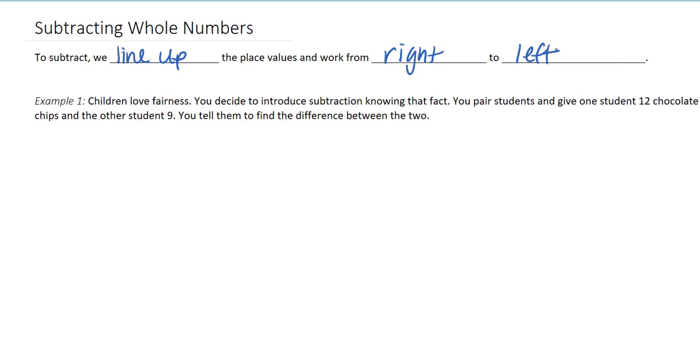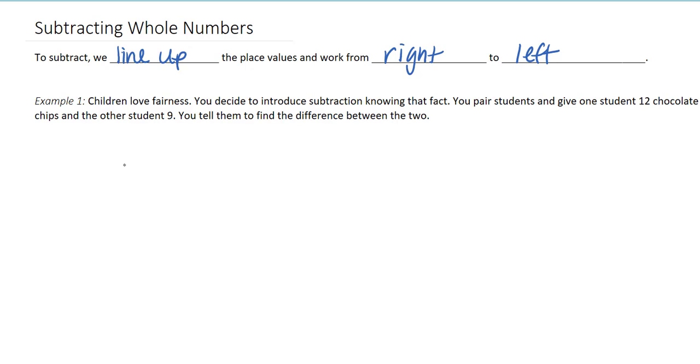Children love fairness. We all know this. You decide to introduce subtraction knowing this fact. So you pair students and give one student 12 chocolate chips and the other 9. And you tell them to find the difference between the two, like which one has more, essentially, and how many exactly. So there could be a way to do this, right?